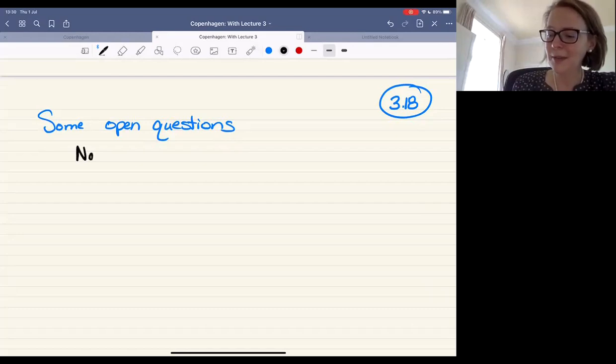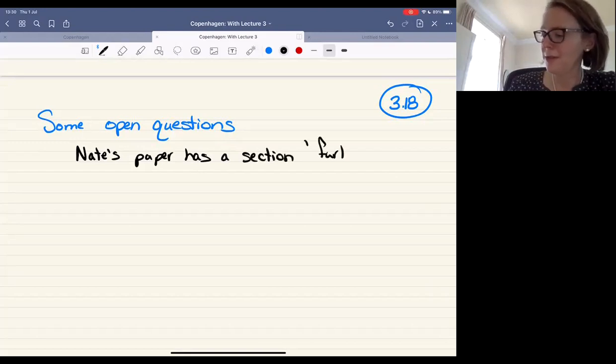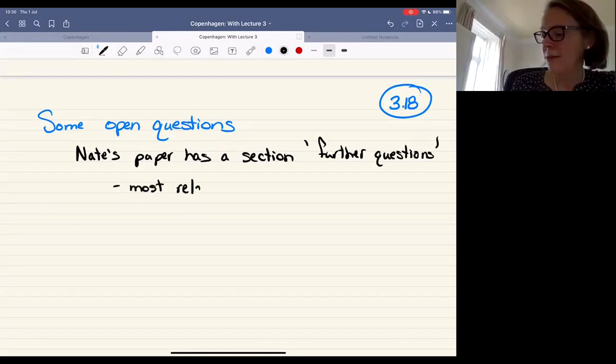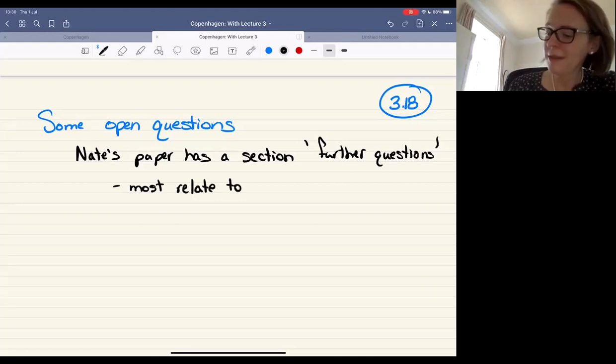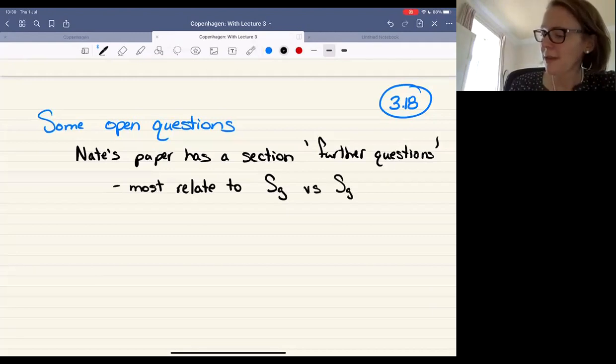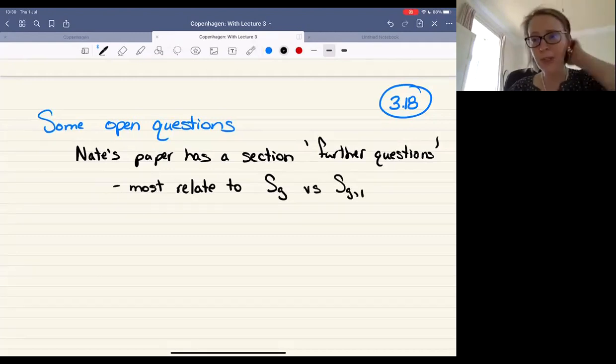Nate's paper has a section, and I forget what it's called, but it's something like further questions. And there's lots of good stuff in there. And most of them relate to differences between the closed surface case versus the once punctured case. So we spent most of our time talking about the once punctured case.